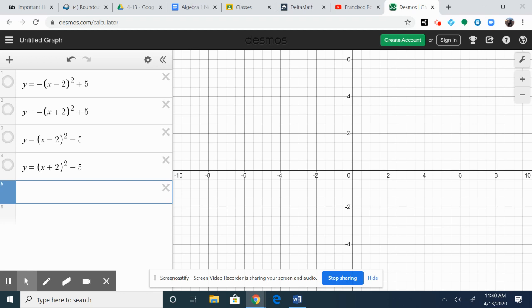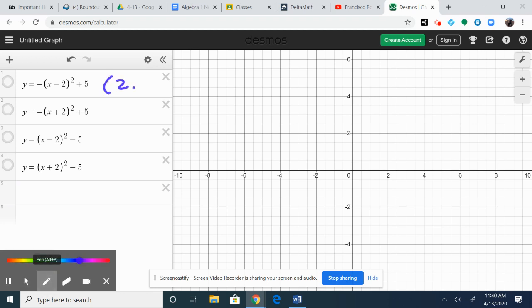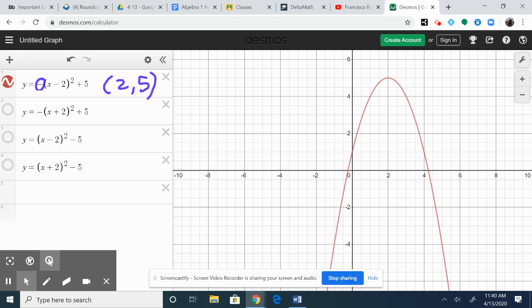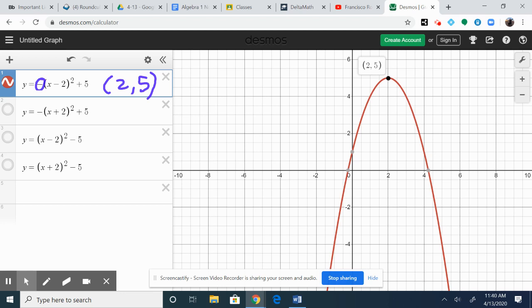And the number on the outside stays the same. So our vertex will actually be at positive 2 and positive 5. The other thing that we have to look out for is that number on the outside. That tells us whether it's facing downwards or upwards. Since it's negative, this should actually be facing downwards. Therefore, if we plug it in, we see that our vertex is located at (2, 5), and that the graph is looking downwards.